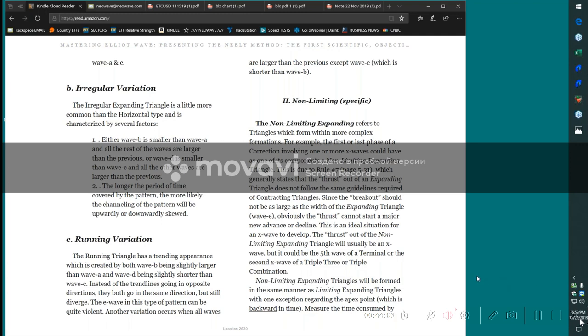Okay, I have some more questions coming in here. Says Roy, while triangles are different to diagonals, do diagonals have some properties like triangles? Yes, the similarity between triangles and diagonals is that they're all a series of corrections. There's 5 corrections in a row.